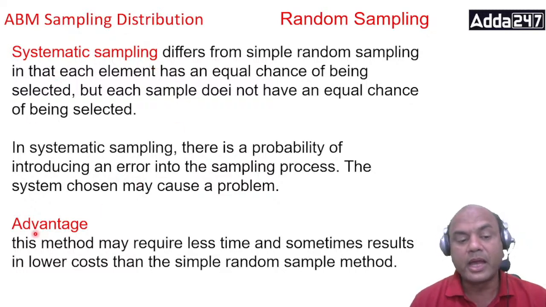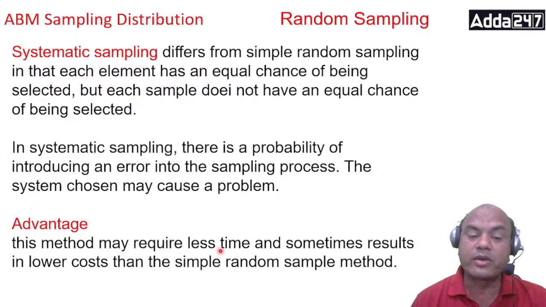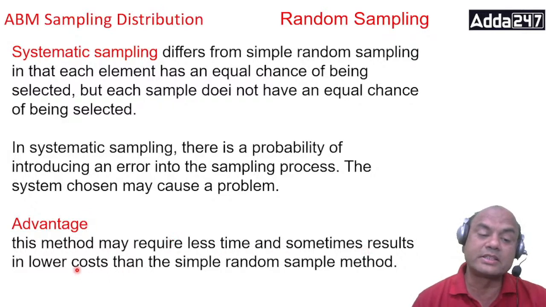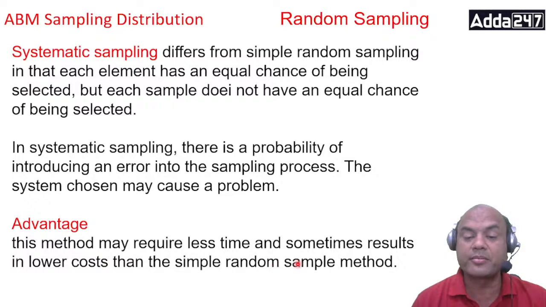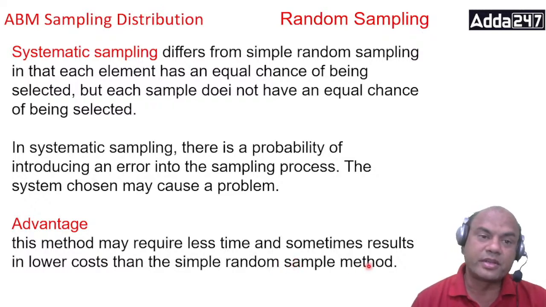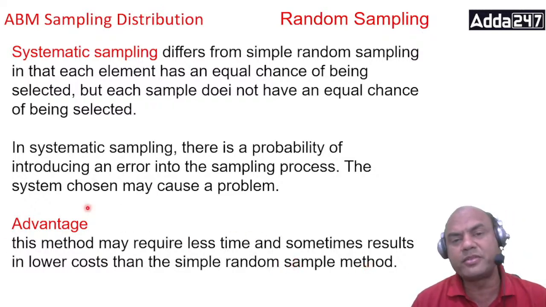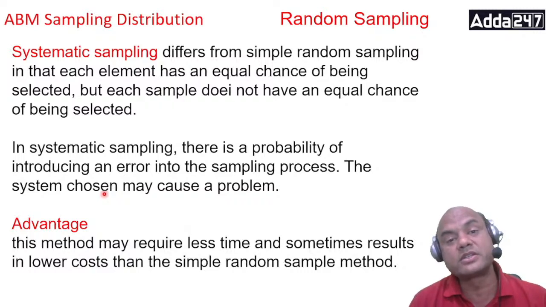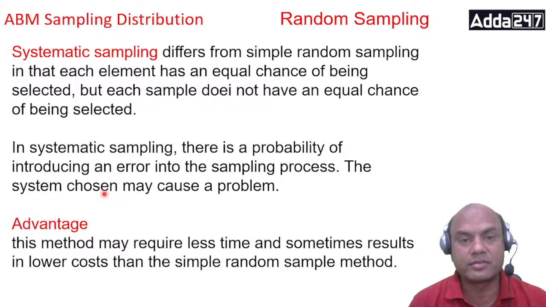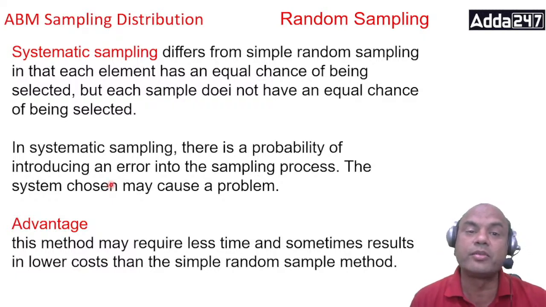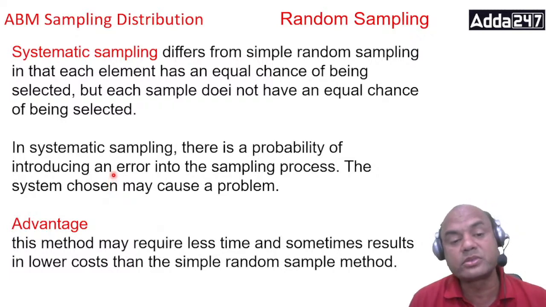Advantage. This method may require less time and sometimes results in lower cost than the simple random sample method. Right? Because in systematic sampling, obviously we are not telling all the 60 students to stand and selecting randomly. We are telling every 10th or every 5th. So it will give me a fair chance and it will be fast over here.